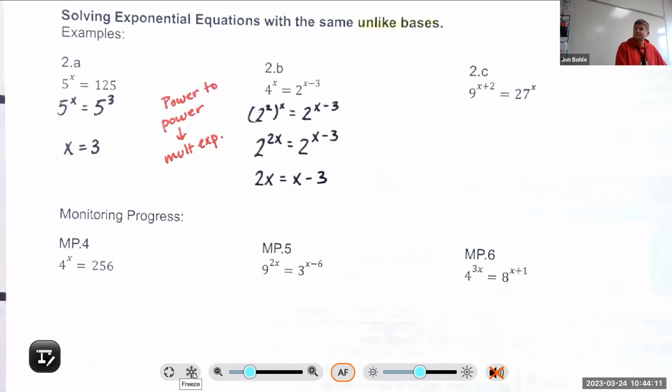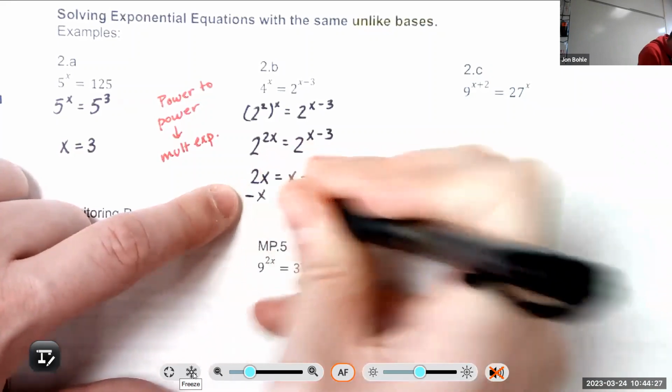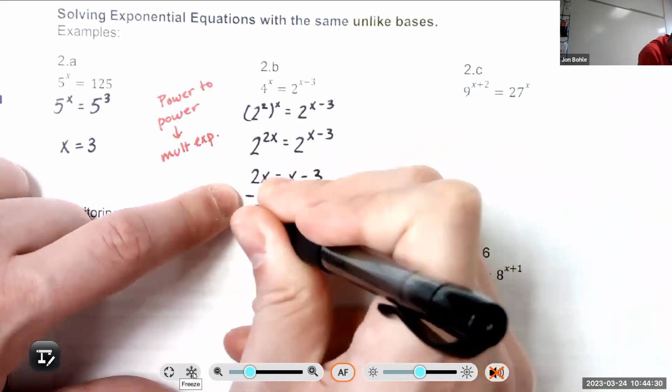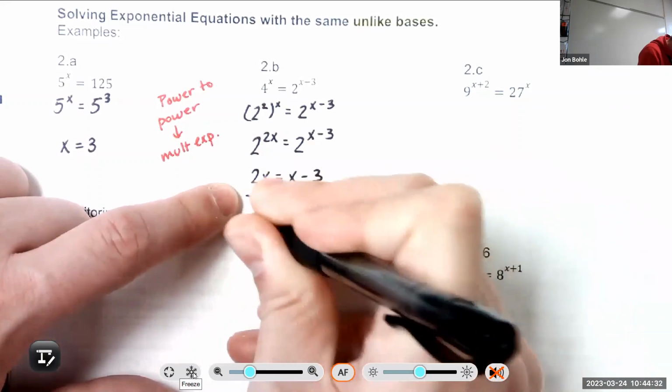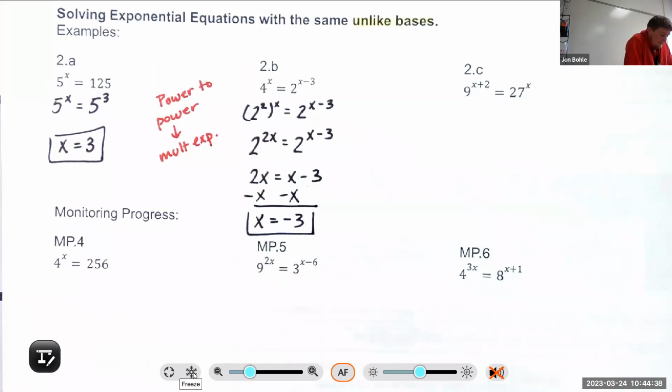What would I do to solve this one? Is there one side that has all my x's on it? No, I have one side that has more than one x here. Or doesn't have more than one x, has x's and constants, variables and constants. So here, x is -3. Okay. Questions about 2b?